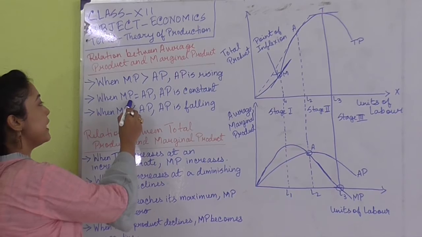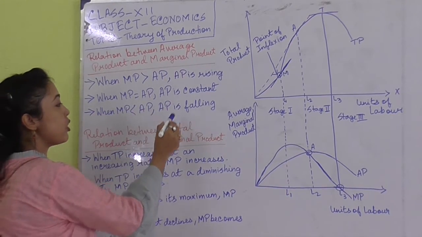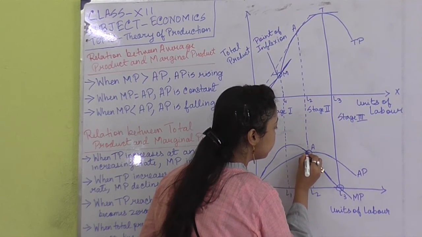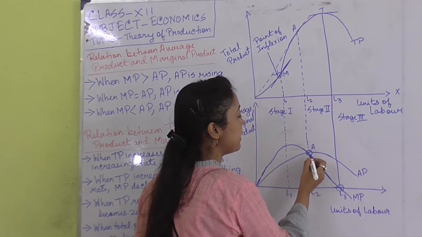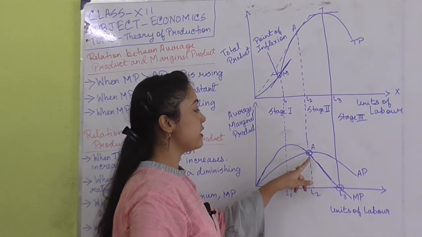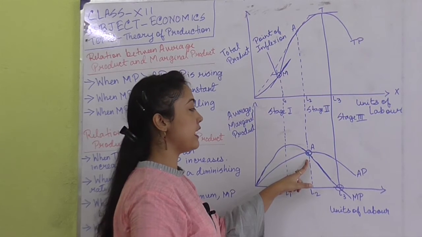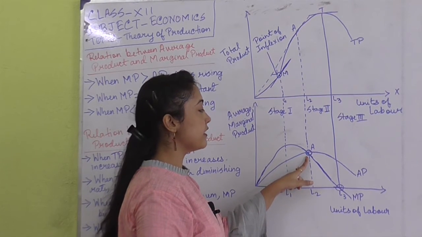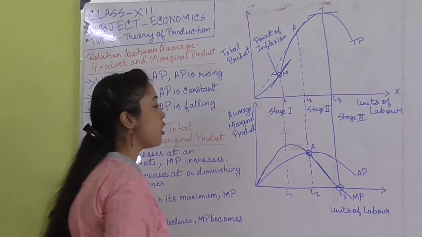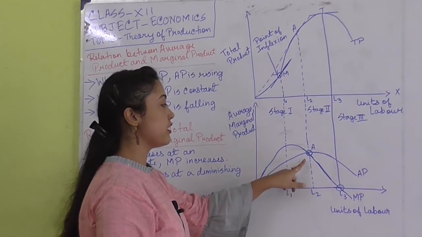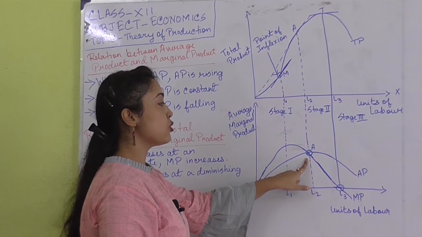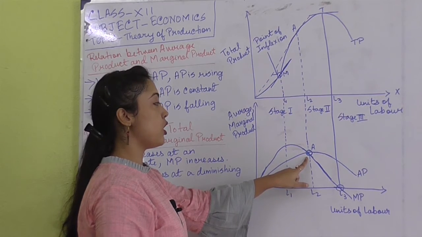Next is when MP is equal to AP, that time AP is constant. Here you can see that at this point MP, that is marginal product, is equal to average product. Here you can see that marginal product is intersecting the average product curve. Here at this point the average product is maximum. Here AP is also constant, you can say the average product is constant. Here marginal product and the average product are intersecting. So in this case the average product is constant.